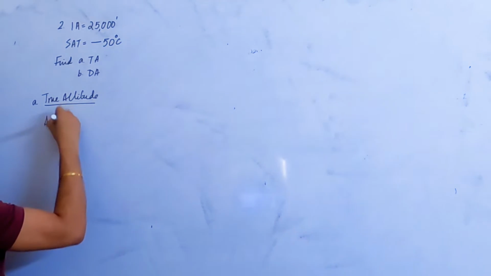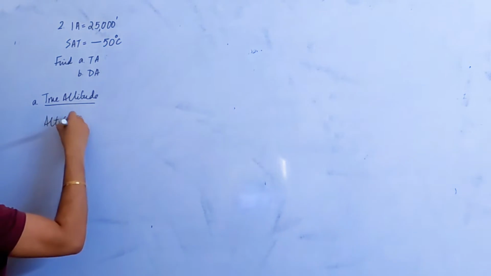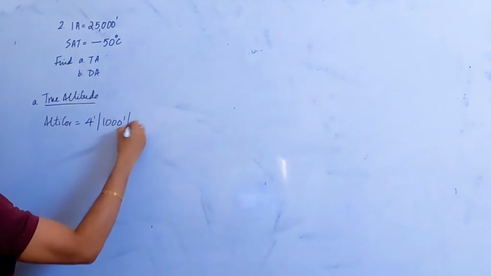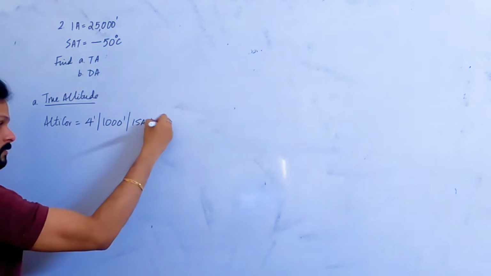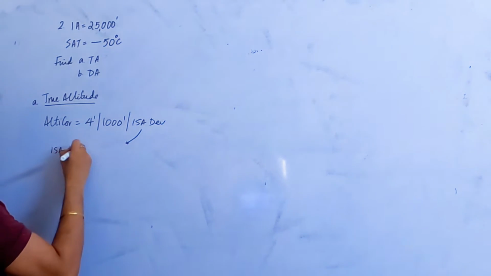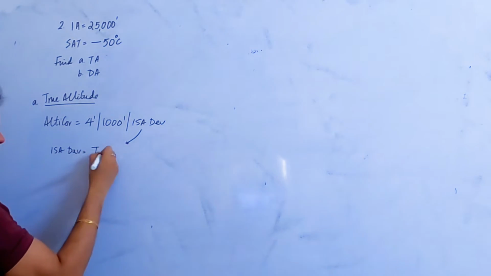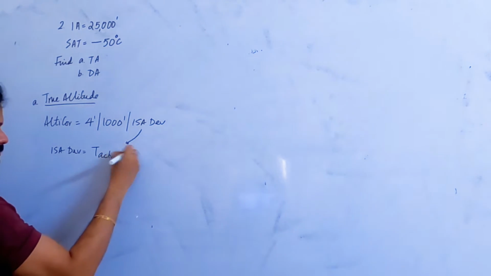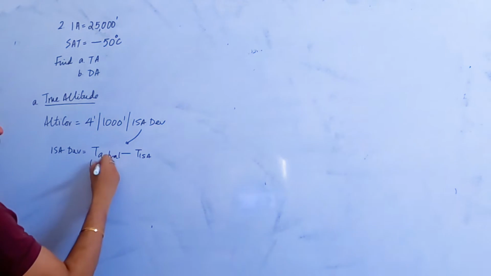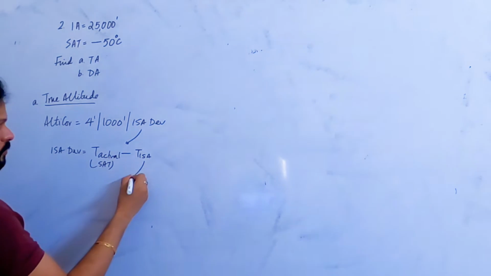To find true altitude from indicated altitude, you have to find altitude correction, and altitude correction is equal to 4 feet per 1000 feet per ISA deviation. So you have to first find out ISA deviation here, which is T actual minus T ISA. T actual is the static air temperature. You now have to find out T ISA.